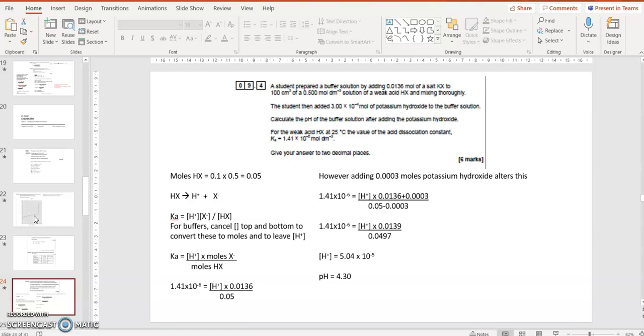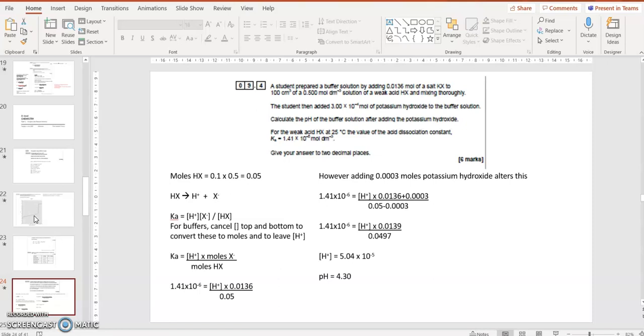How do I find out moles of X minus? Moles of X minus is the amount of the salt. So that is 0.0136, because it's told me that in the question. If you're given an acid and a base added together to make a salt, it's the number of moles of the base at the beginning. But in this question you aren't, but it's either the number of moles of salt that's made or the number of moles of the base, like sodium hydroxide, that's added at the beginning, 0.0136.